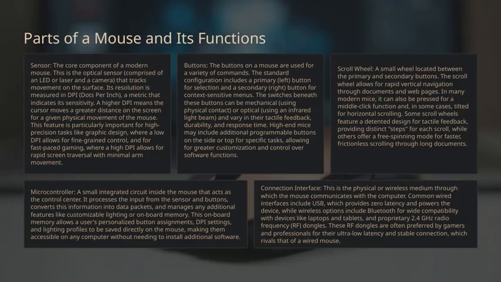Let's take a closer look at the parts of a mouse and how they function together. First, we have the sensor, which is really the core component of a modern mouse. It's usually an optical sensor, which includes an LED or laser along with a tiny camera that tracks movement on the surface. The sensor's sensitivity is measured in DPI, or dots per inch. A higher DPI means the cursor moves farther on the screen for the same physical movement of the mouse.